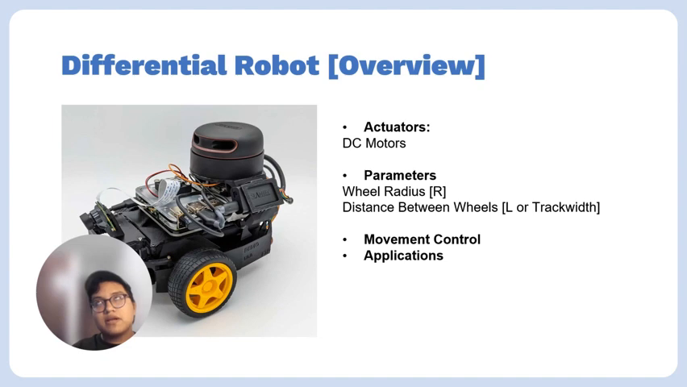The primary actuators in differential robots are DC motors, one for each wheel. These motors are responsible for the independent rotation of the wheels, which allows the robot to execute various maneuvers, like turning and moving in a straight line.